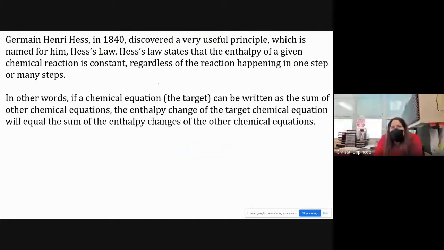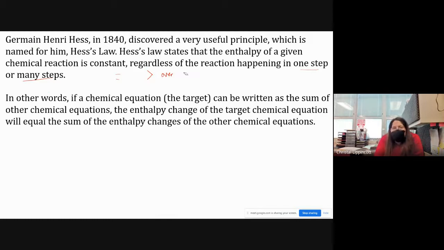Okay, so we are talking about Hess's law, and it states that the enthalpy of a given chemical reaction is constant, regardless of the reaction happening in one step or many steps. So we're getting back to multi-step reactions. Remember when we had elementary steps that led into the overall? We're combining that information from Unit 5 with information from Unit 6, okay? And applying that to thermodynamics.